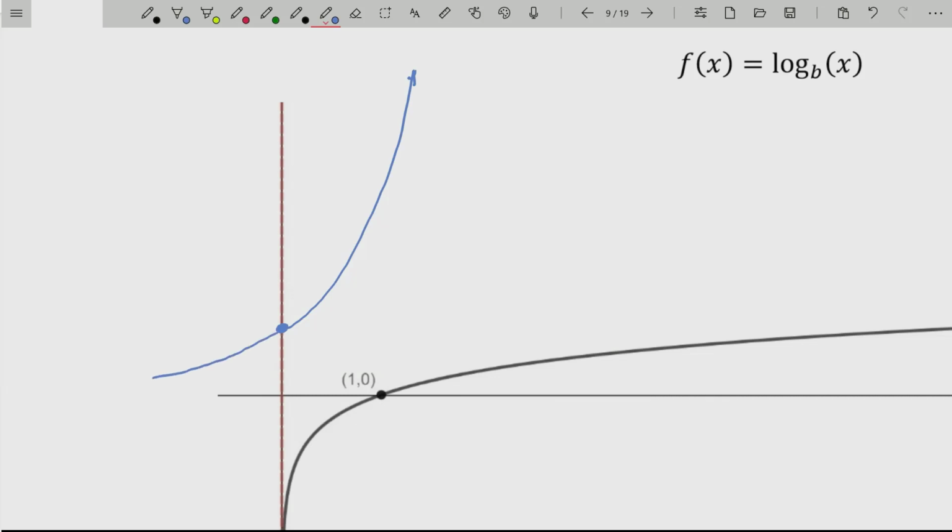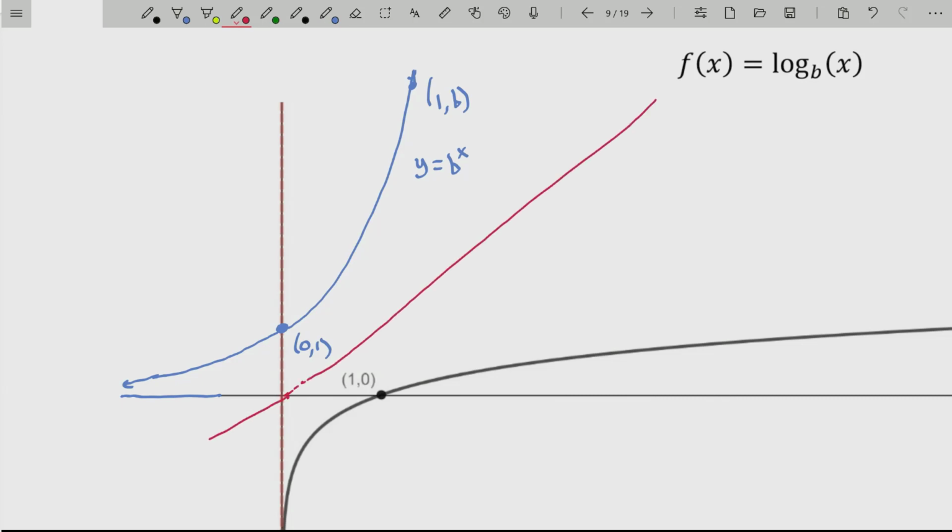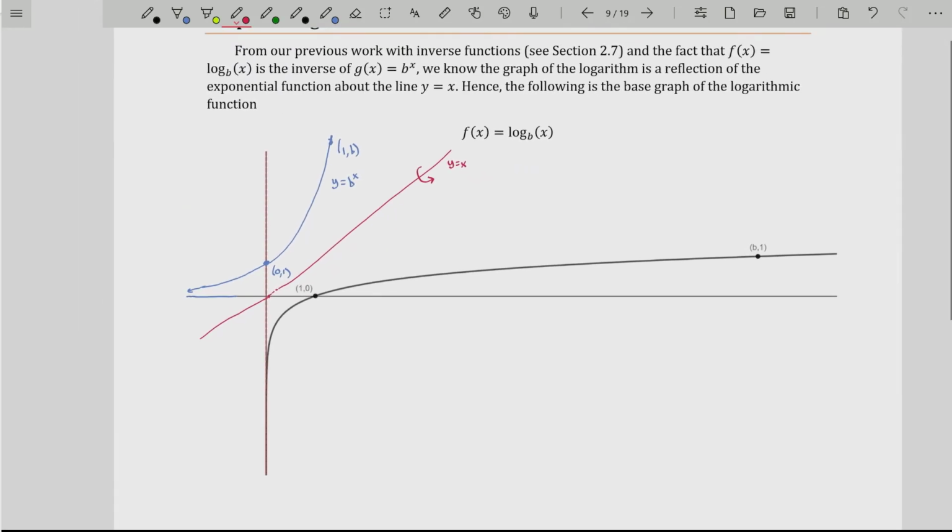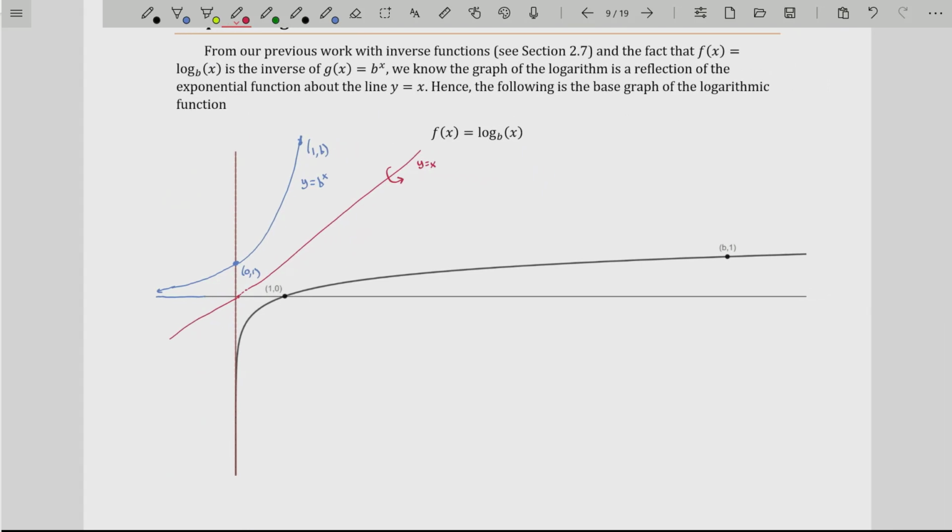It would never actually touch the x-axis, but it would skyrocket up. It goes through 0, 1, and then way up here, it goes through 1, b. Again, this is y equals b to the x. And if you want to graph the inverse function, then you would reflect that picture about the line y equals x. And that's essentially what we've done. I haven't done it to scale, but that's exactly what we've done.